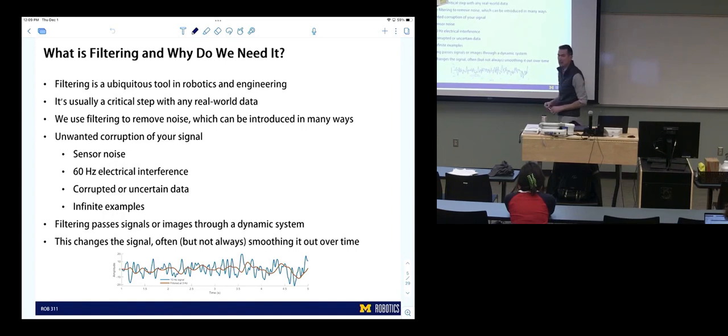Filtering is a huge part of building robots. We use it to filter out all sorts of things, usually unwanted noise. Uncertainty comes from different things. In our ballbot, where do you see noise coming from? Look at your data, your signals.